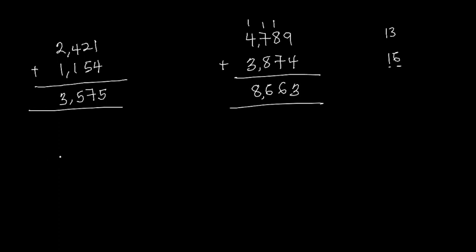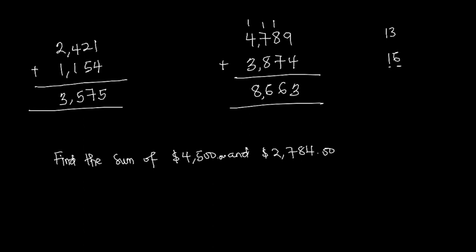So assuming we have a question that say find the sum of $4,500 and $2,784. What is going to be our answer? So this is like a practical example.